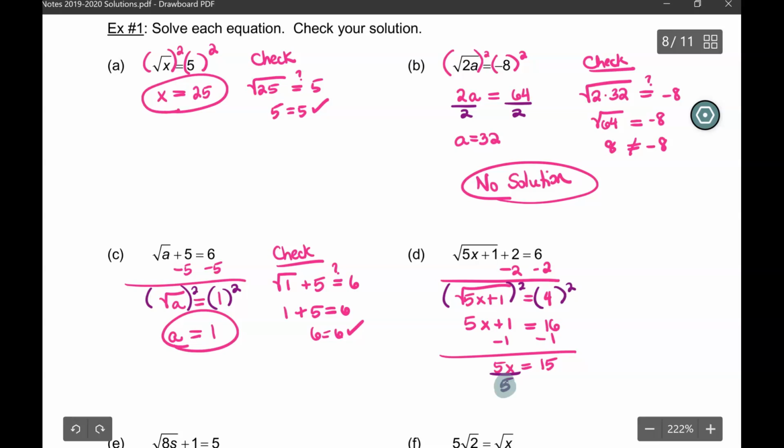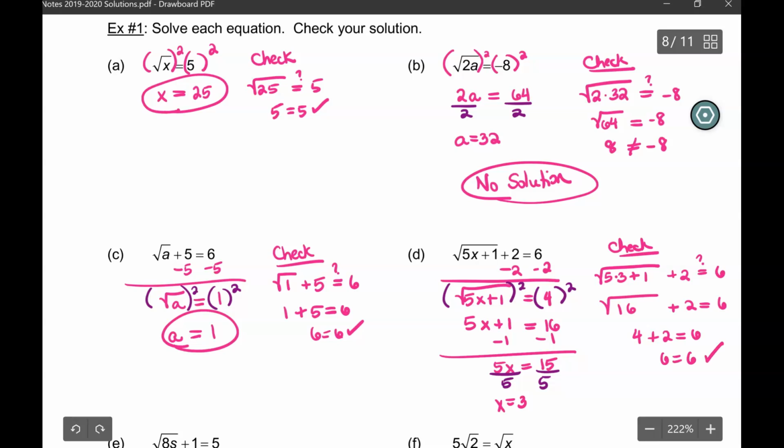Divide both sides by 5, and we get x equals 3. Now we're going to check the solution. So I'm going to plug back in, so it's 5 times 3 plus 1, and then outside the radical plus 2. Does that equal 6? So here we get 15 plus 1, so that's square root of 16, which gives us 4. 4 plus 2 does equal 6. That checks out. So we get x equals 3.